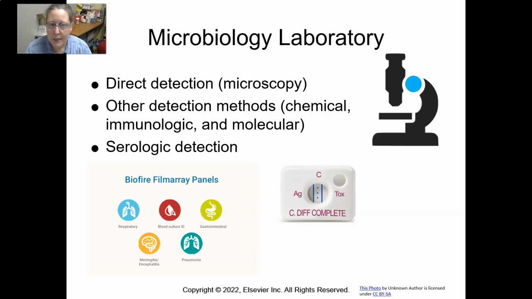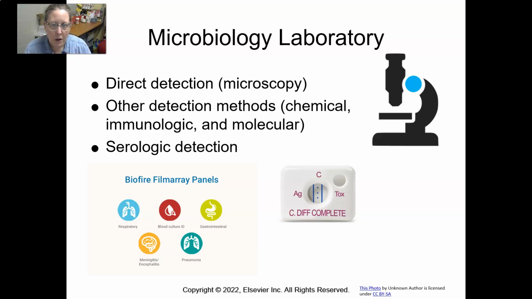There are several ways we can identify bacteria in the microbiology lab. So we can do direct detection. This could be through microscopy, for example, where you would do a gram stain, and you can get some preliminary ID. There are also a few things that are diagnostic, like if you saw some gram-negative diplococci inside of some white cells on a penile or vaginal smear, then that would probably be diagnostic of gonorrhea.